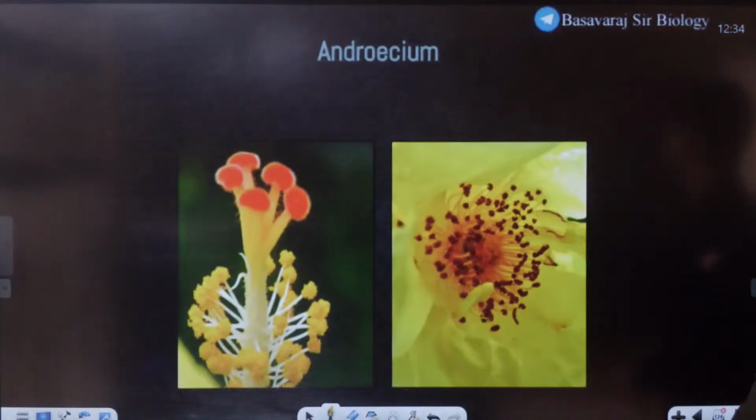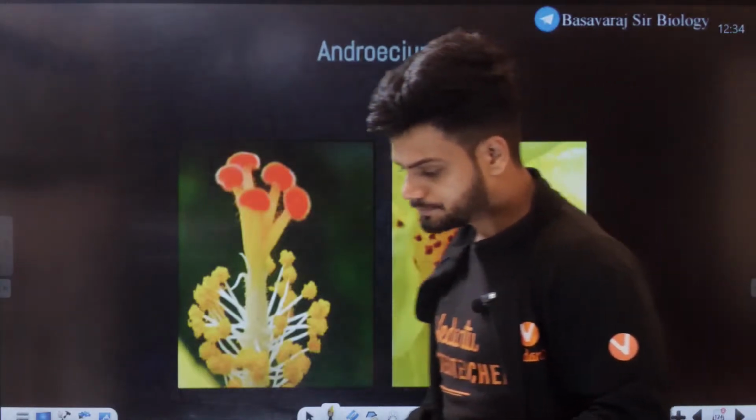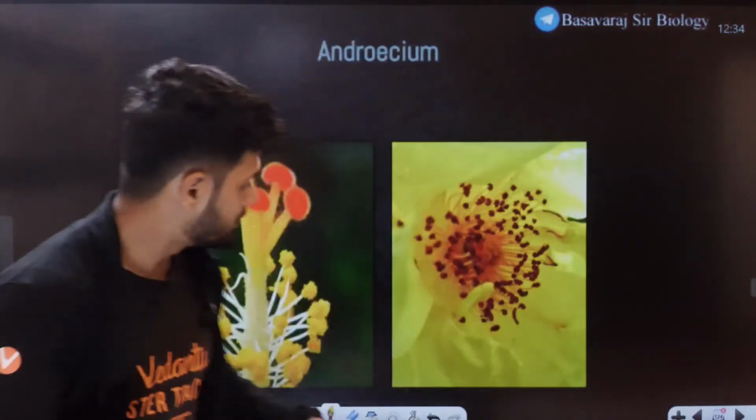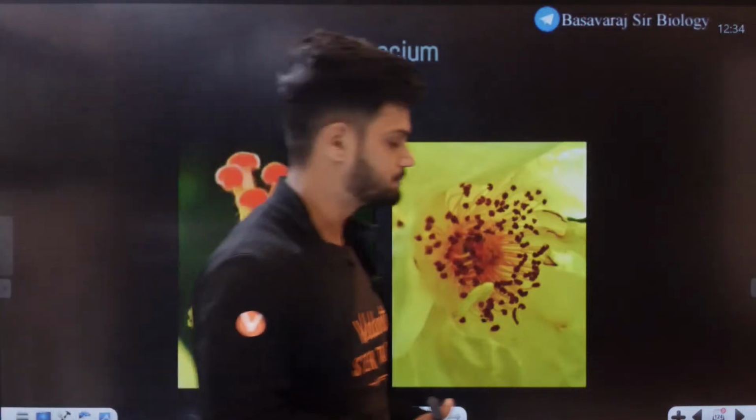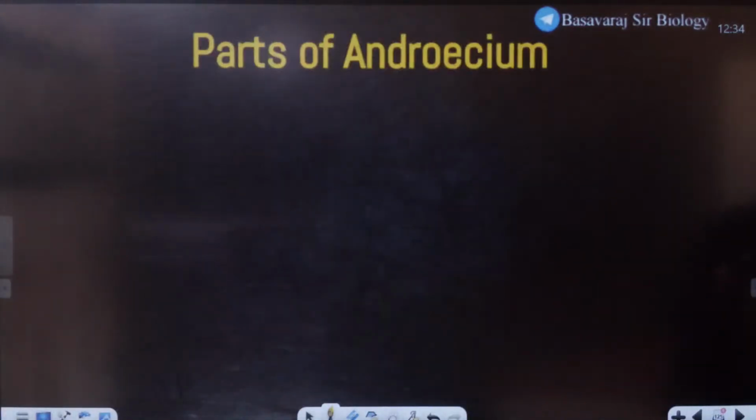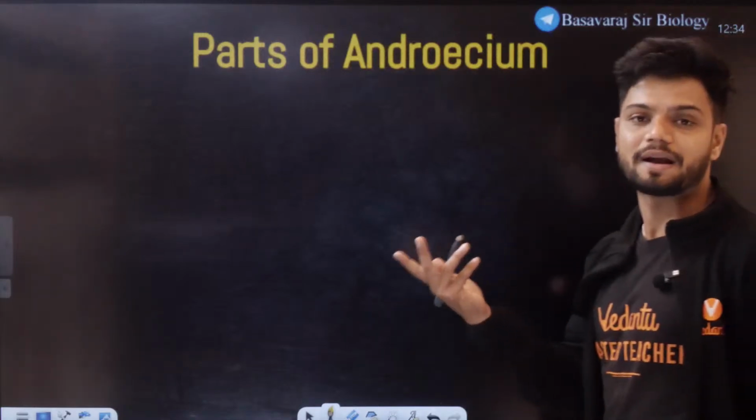What is androecium, students? Androecium is a group of stamens. When we have multiple stamens, it's called androecium. Now there is something called parts of androecium.